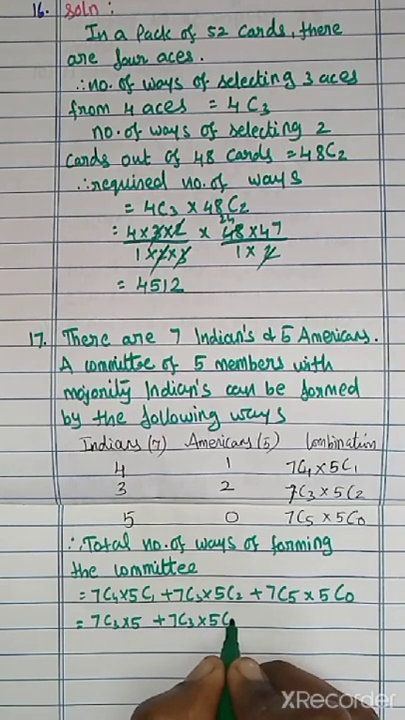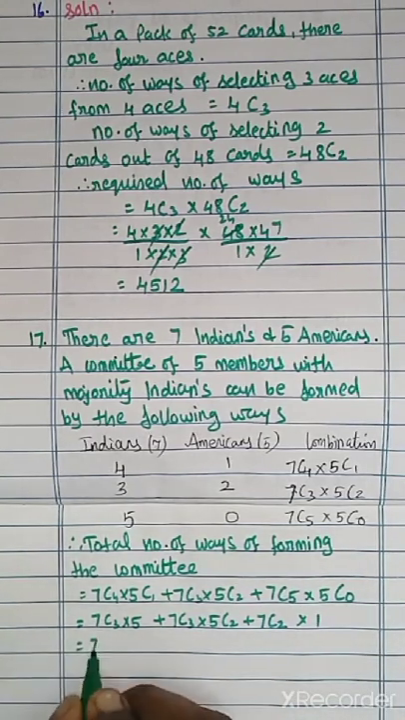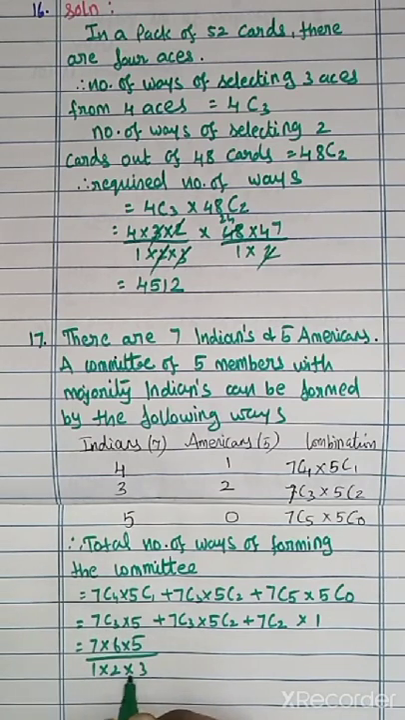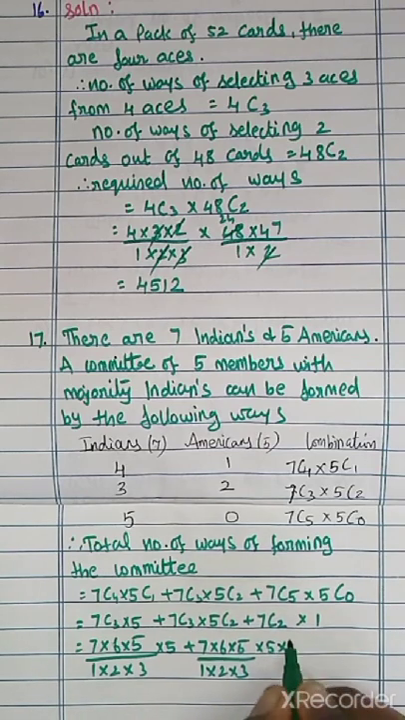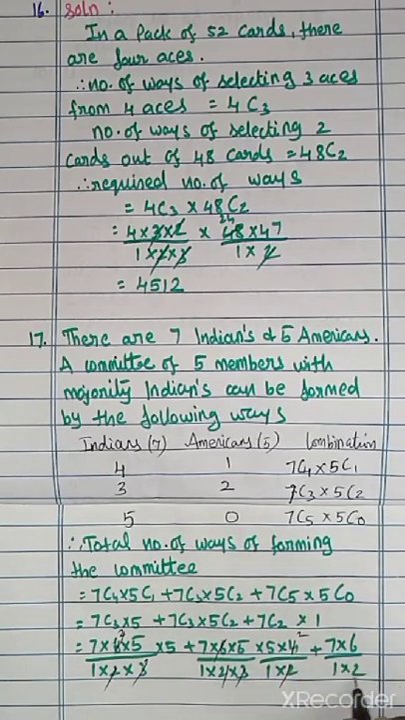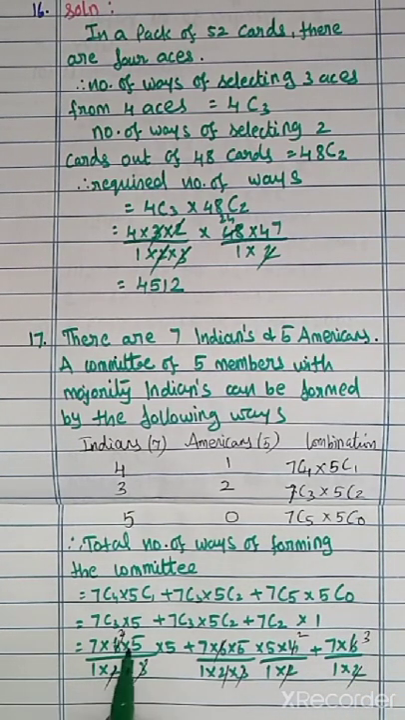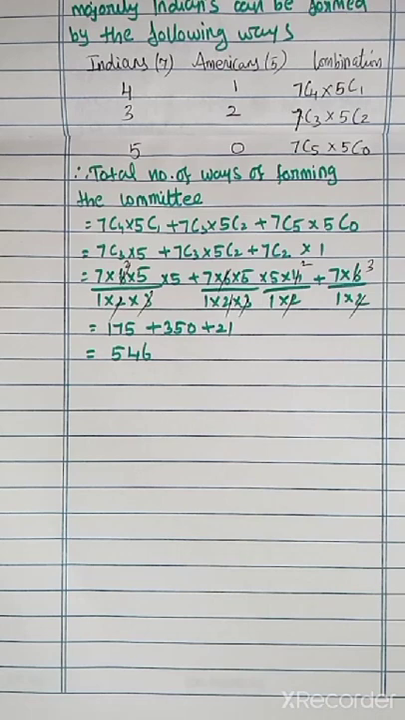7C3 into 5C2, plus again we cancel, 7C5 is the same as 7C2, to get the smaller number, and 5C0 value is 1. If we simplify this, 7 6 5 by 1 2 3 into 5, plus 7 6 5 by 1 2 3 into 5 4 by 1 into 2, plus 7 6 by 1 2. If we cancel, 1 3s are 3, 2 3s are 6, 2 2s cancel, again 3 2s are 6, 2 2s are 4, 3 2s are 6, right? So 5 5s are 25 into 7 is 175, plus 350, plus 7 3s are 21, which is equal to 546 ways. So 546 ways we can form a committee.